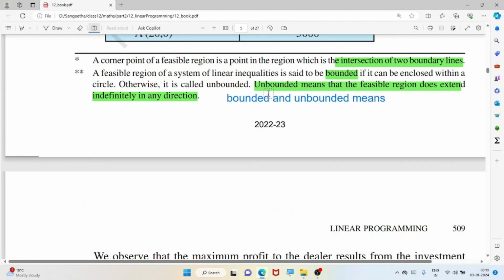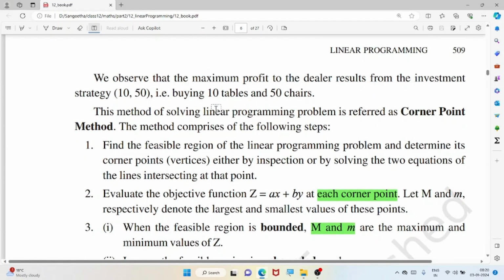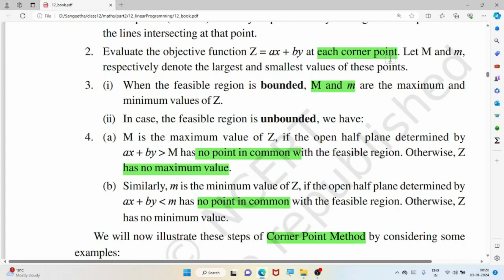See, now what is bounded and unbounded? A corner point is a point in the region which is the intersection of two boundary lines. These are the corner points. What is bounded? A region is bounded if it can be enclosed within a circle. Unbounded means it will extend up to infinity, so we cannot enclose it within a circle, but a bounded region we can enclose. This is called the corner point method. So you can read up on what is bounded and unbounded.